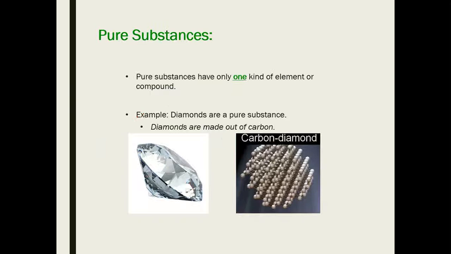A pure substance has just one element or one compound in it. So if we were to say diamonds, diamond is just carbon atoms bonded together. We can say deionized water, it's just water, H2O. We can say table salt. Table salt is just sodium chloride. One thing. But that one thing can be either an element or a compound.